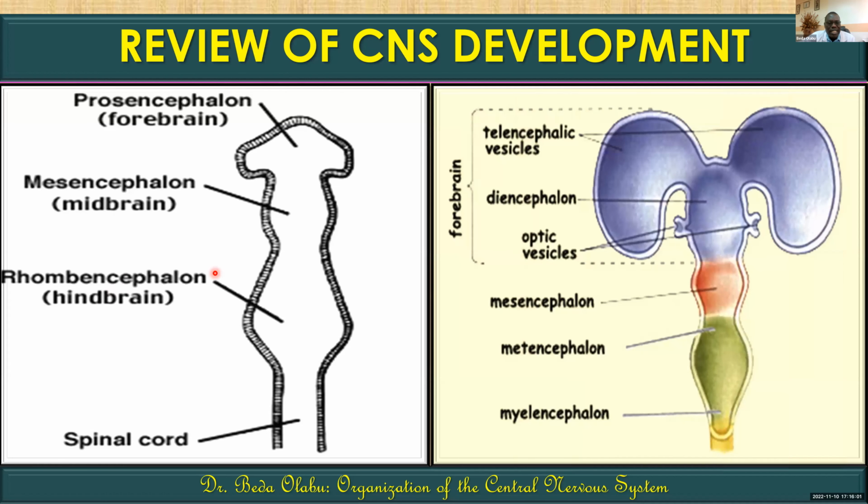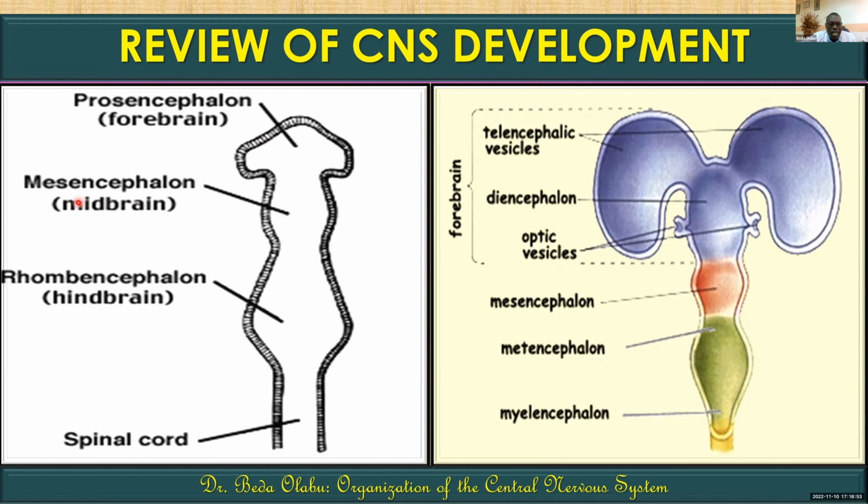These primary brain swellings later develop into secondary brain swellings. Inasmuch as we have only three primary brain swellings, we have five secondary brain swellings. The prosencephalon gives us two types of swellings: the telencephalon and the diencephalon. The telencephalon is paired, but the diencephalon is not paired, so it's only one at the center. We have right and left telencephalic vesicles.